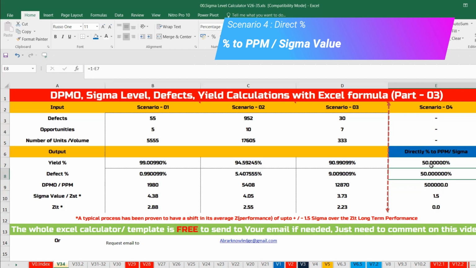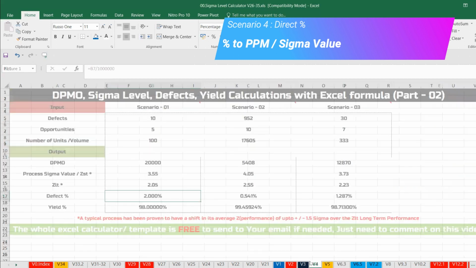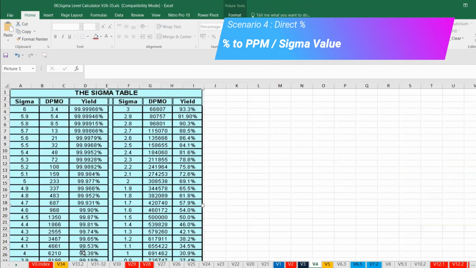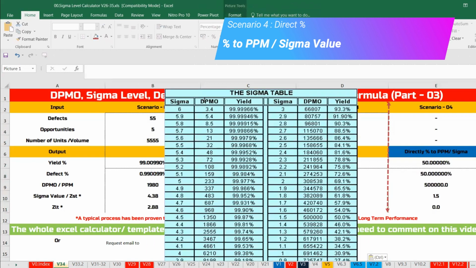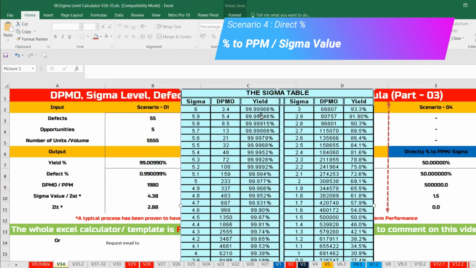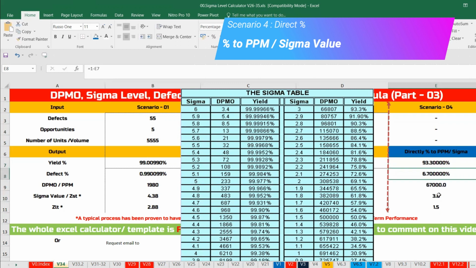So I'm going to also prove this with the help of the standard table, right? I'm going to take this table, copy this table, and then I'm going to keep it here and then test these conditions. For example, we have already tested for 99. Maybe I will take 93.3. 93.3, we are supposed to get 3 sigma, right? We got a 3 sigma. Excellent. I'm just comparing this and this because this is a DPMO.